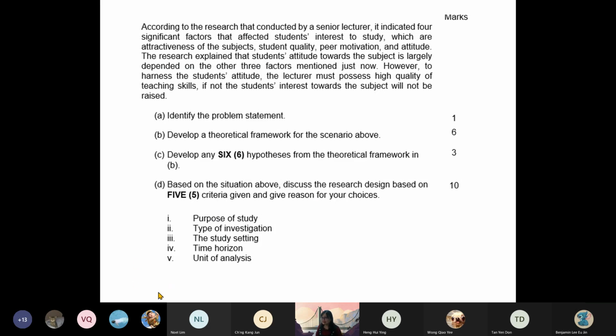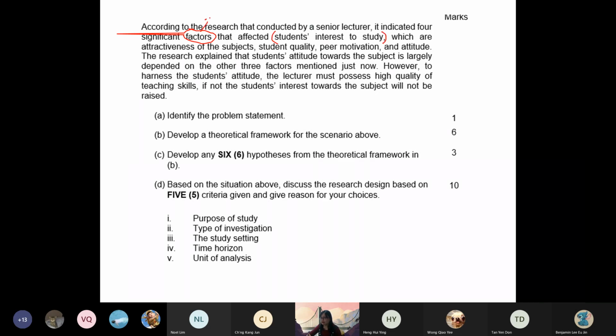This is the past year question. I forgot which year already. It states that according to the research conducted by a senior lecturer, there are 4 significant factors, which could be the IV, DV, moderating variable or mediating variable, that affect student interest to study, or from here we already know, factors that affect student intentions to study.